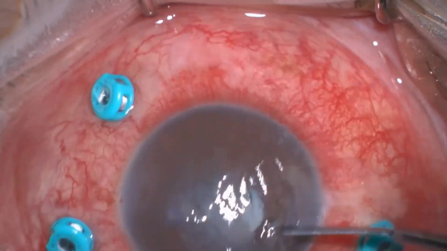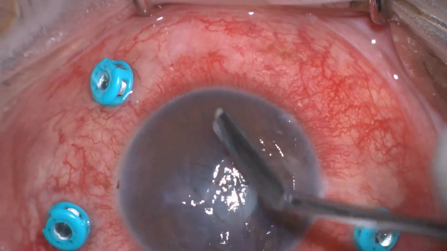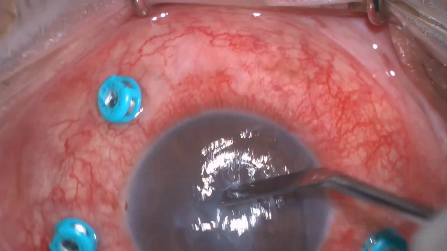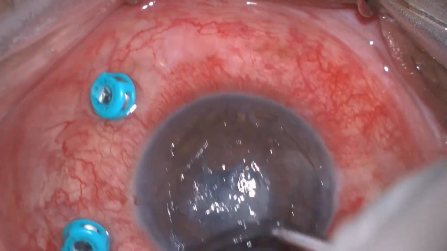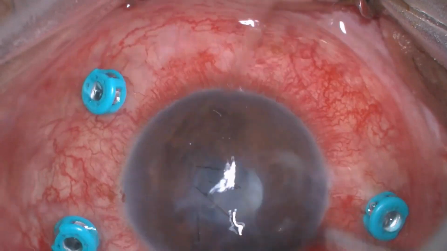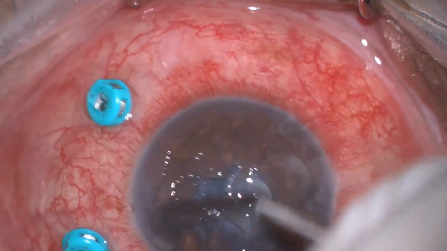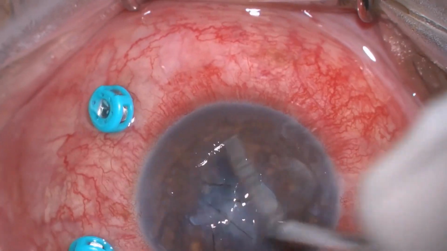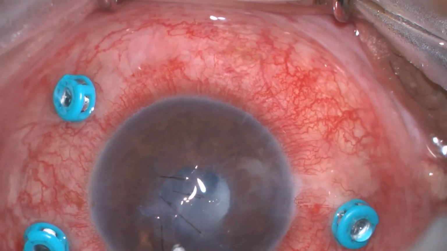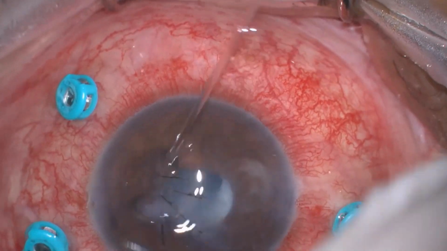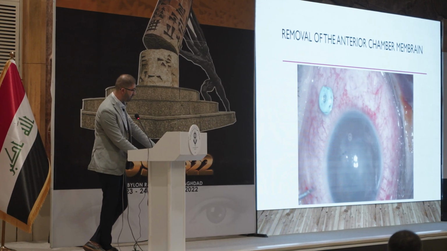The second one is corneal debridement. This is also for endophthalmitis cases. We couldn't see any details from the anterior chamber, but after peeling the corneal epithelium, you will see how the view is increasing and your surgery becomes so easy. So this is a very easy step, but a very crucial one, in my opinion. The other one is removal of the anterior chamber membrane.